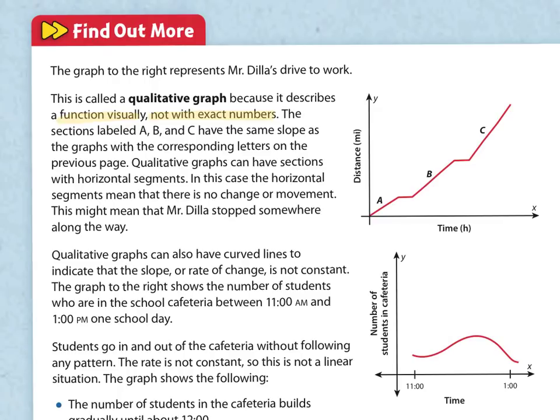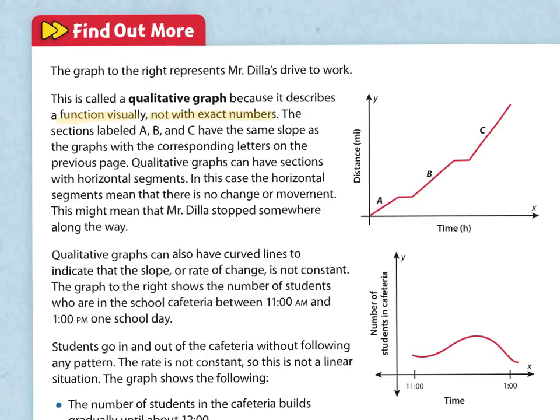And then it says the sections labeled A, B, and C have the same slope as a graph with the corresponding letters on the previous page. So we're using the information from the previous page, and we know that in part A, this is going to be 30 miles per hour. So this segment is going to be 30 miles per hour. Part B is going to be 40 miles per hour. So you see how the line is a little bit steeper. But now when we're talking about part C, this is going to be 60 miles per hour. And of course, this is going to be a lot more steep.